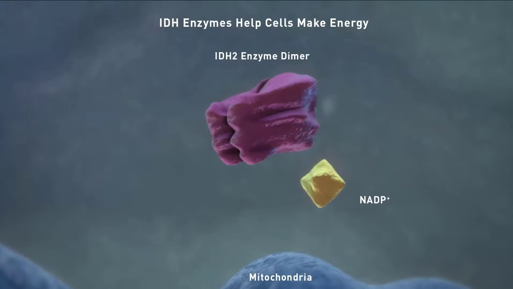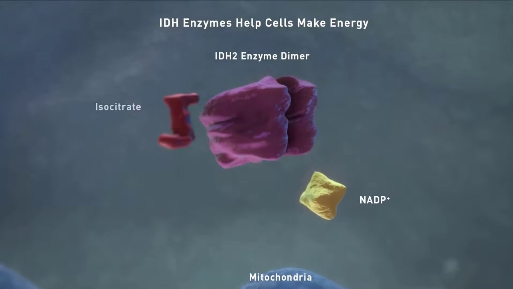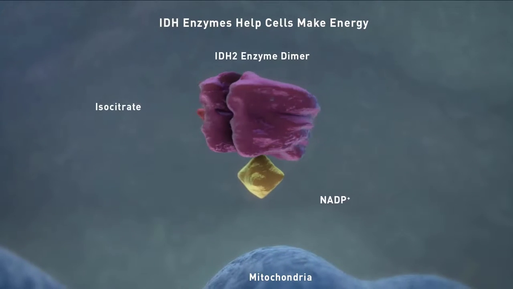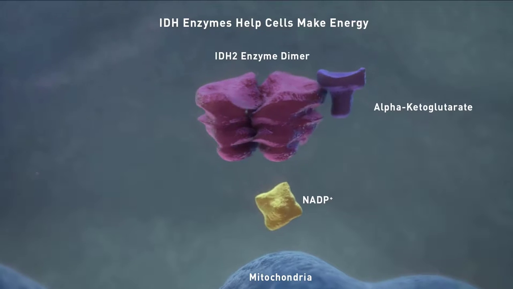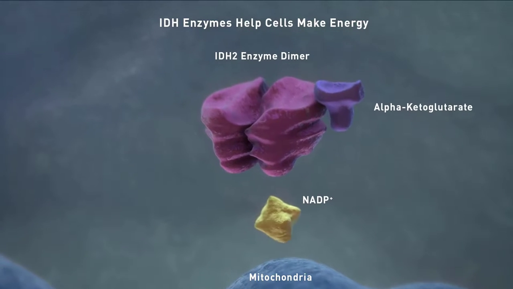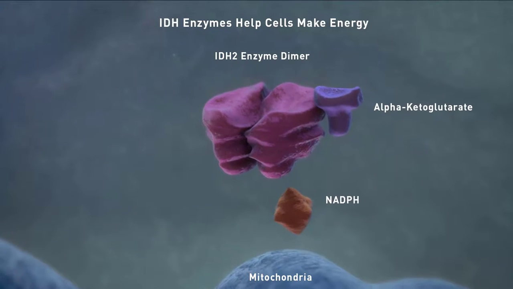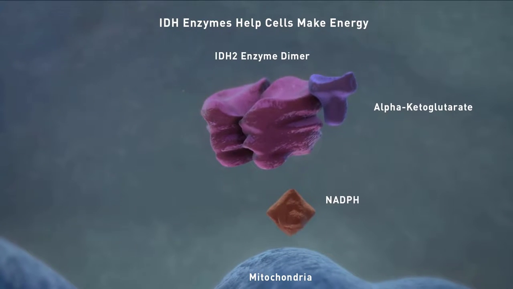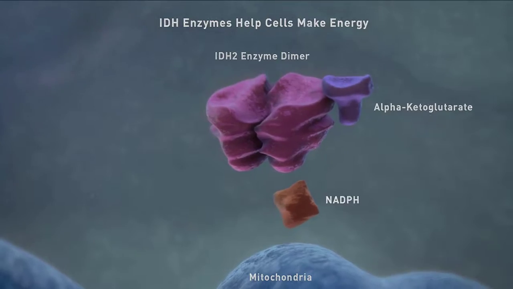IDH1 and IDH2 enzymes catalyze the conversion of isocitrate to alpha-ketoglutarate. This reaction requires NADP as a cofactor, which is converted to NADPH that can help protect cells from the toxic effects of reactive oxygen species.